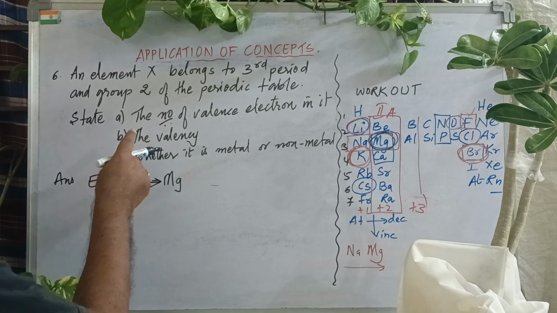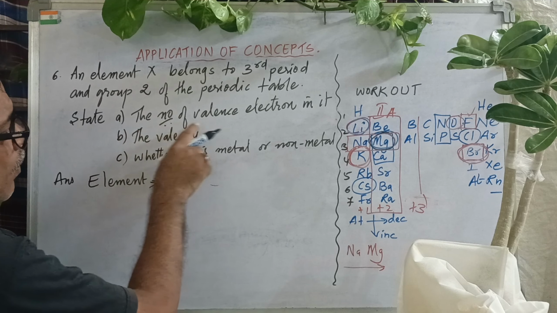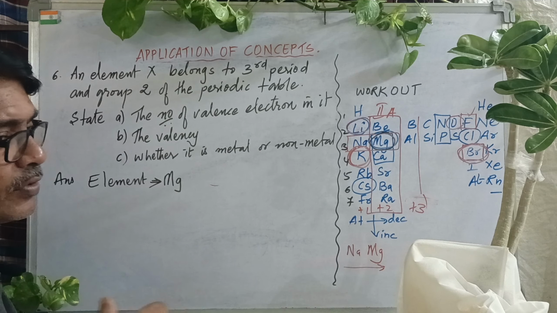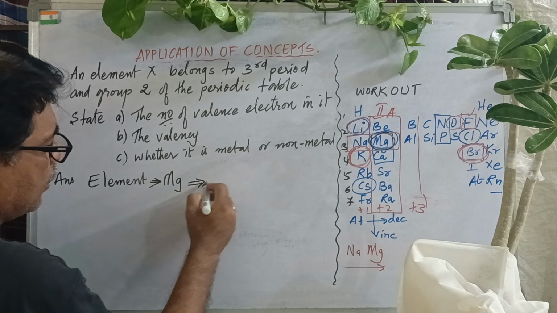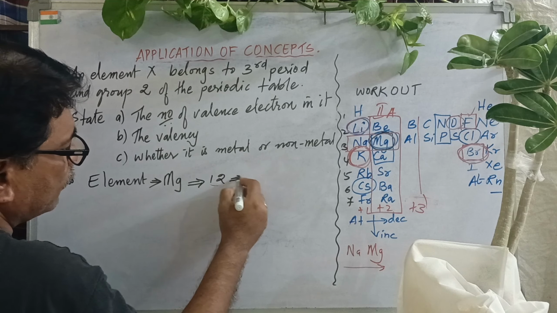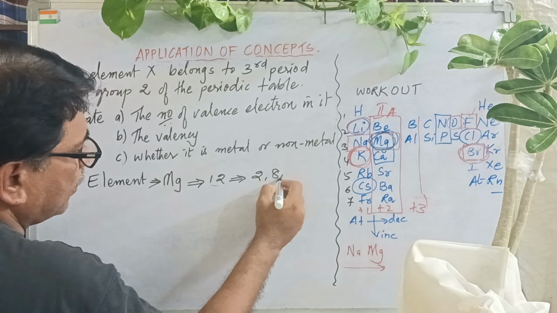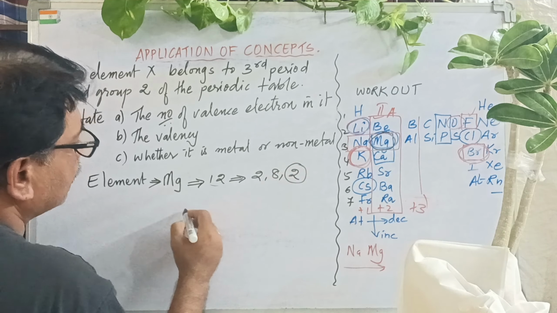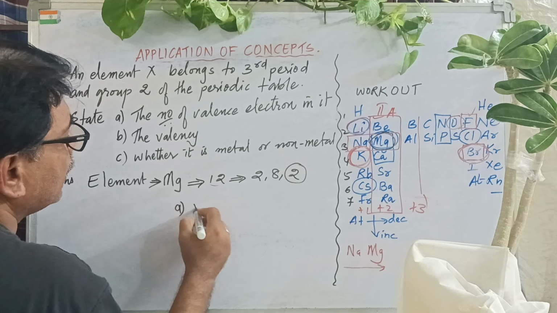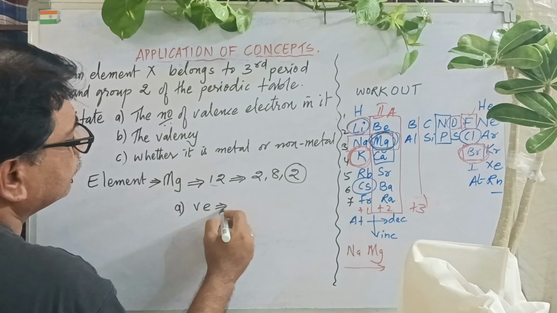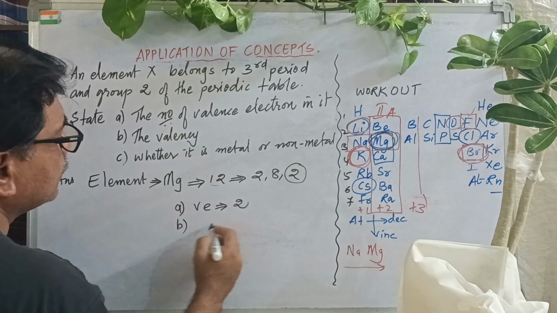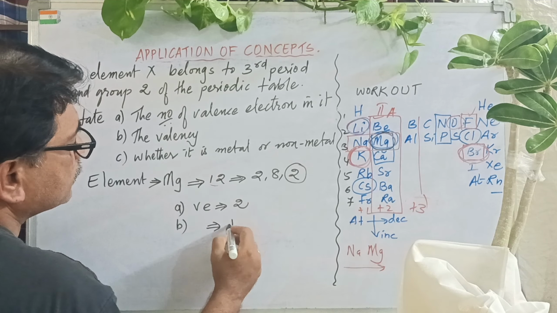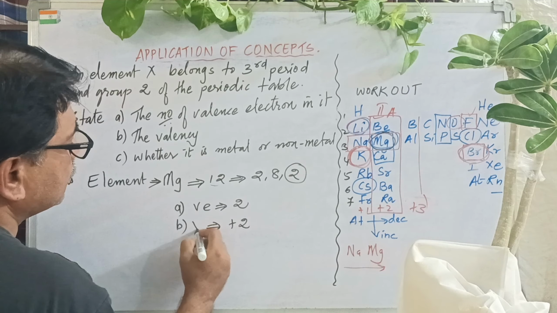Finish. Now what is the first question? The electrons in the outermost orbit are called valence electrons. Magnesium's atomic number is 12, therefore the configuration is 2, 8, 2. So the valence electrons are 2. Then question B, what is the valency? Since it is 2, the valency is plus 2.